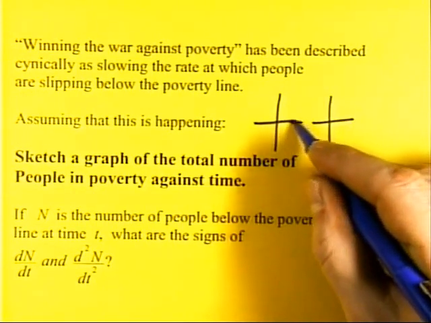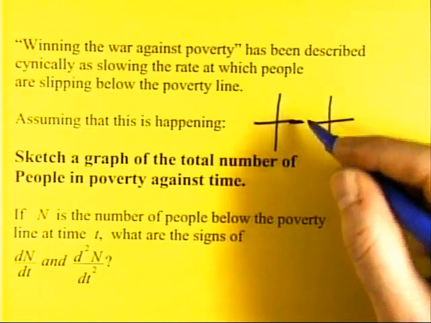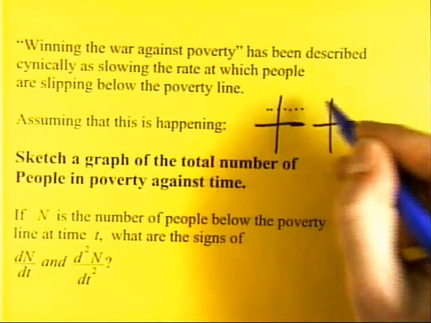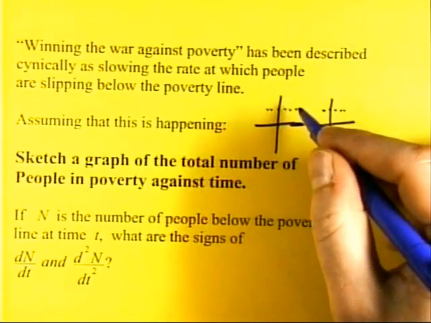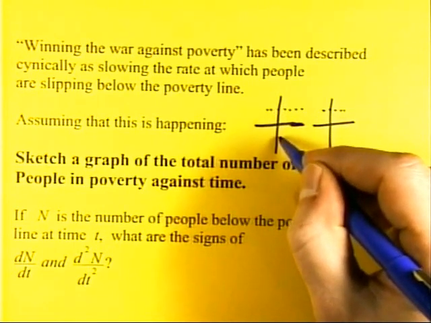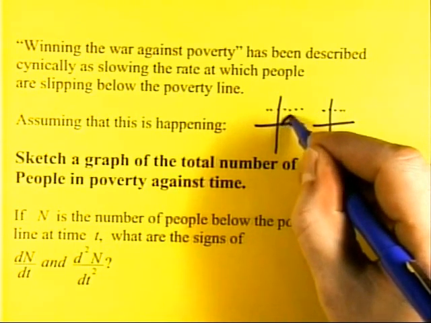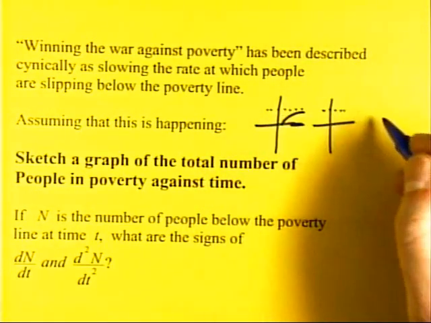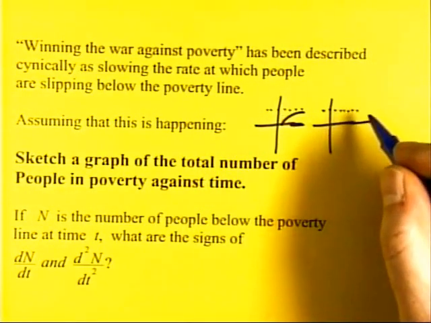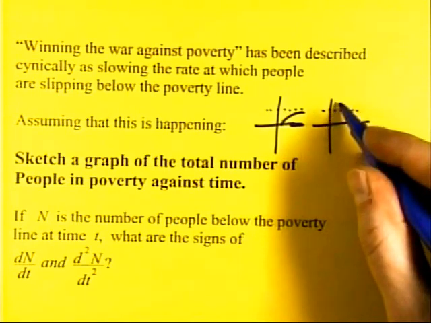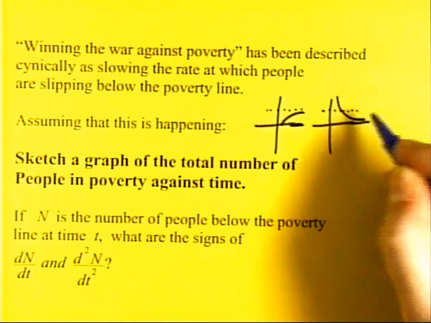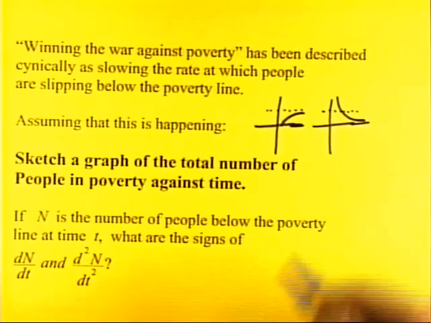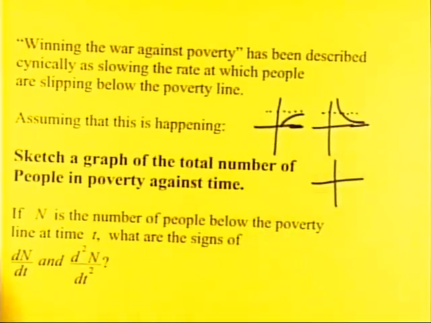As time goes on, let's assume this is the poverty line. As time goes on, is the graph going to look like this? Is that possible? No. Is the graph going to look like this? He said it was slowing, right? What do you think the graph would look like? The second one. You think it looked like the second one? That's what everybody told me.